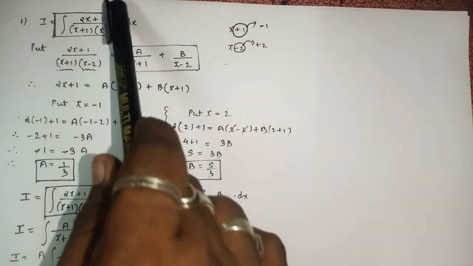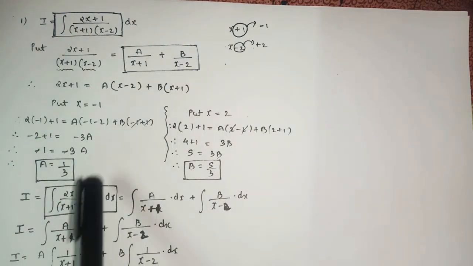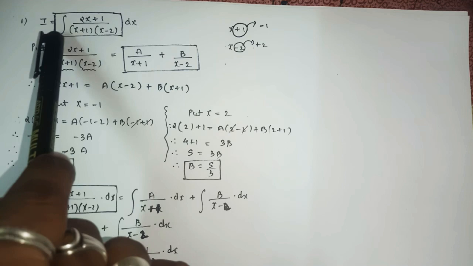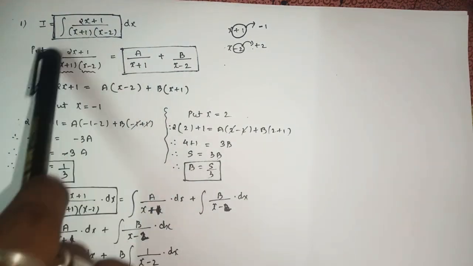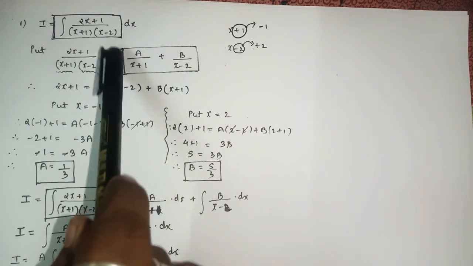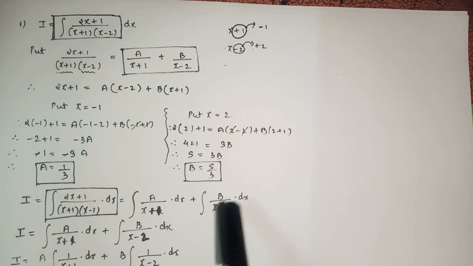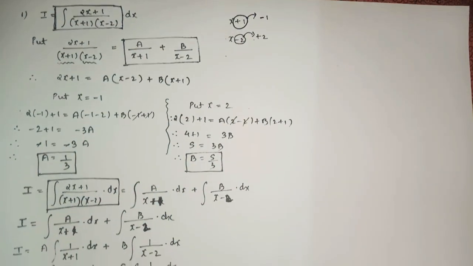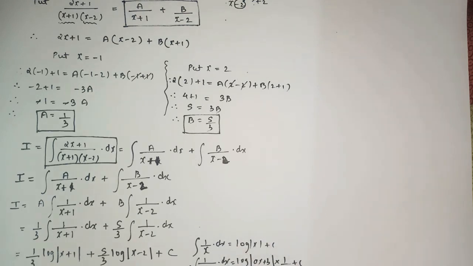Yes or no? Afterward this integral will get converted into this form, so that is what I wrote. Simply integrate both the sides, so this whole part will get converted into integral a upon x plus 1 into dx, integral b upon x minus 2 into dx. After that you will apply the formula, which one? Integration 1 upon x, that is log mod of x plus c. I hope you all understood the first example.